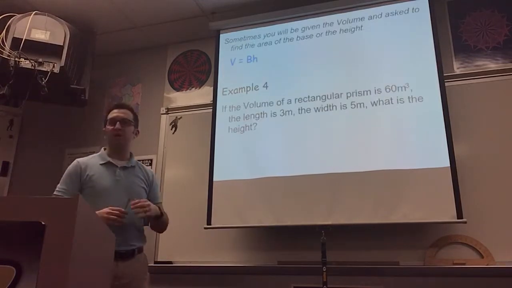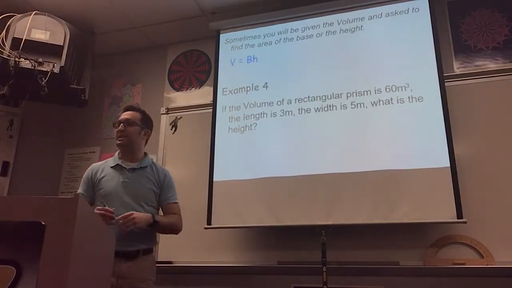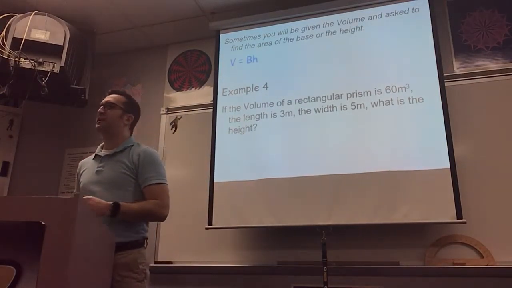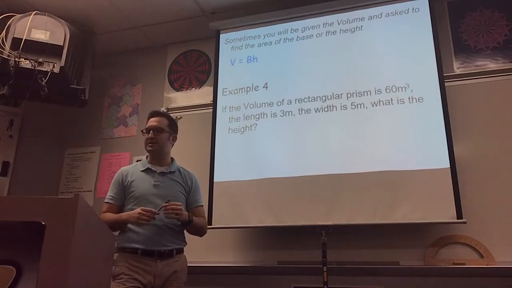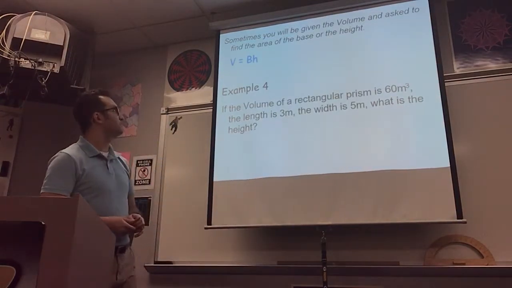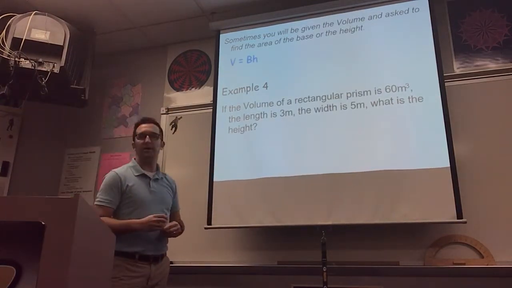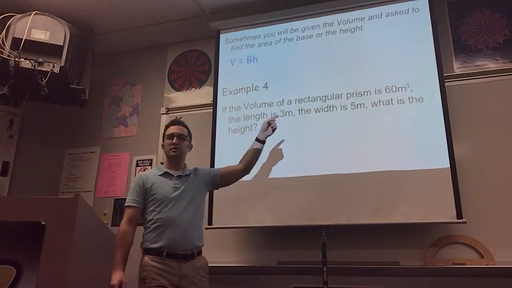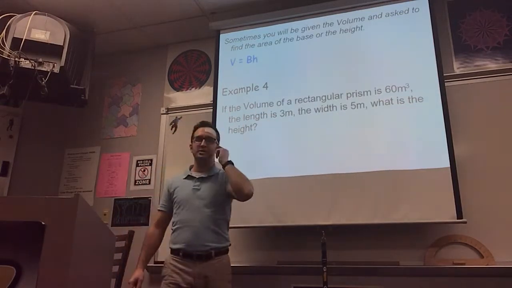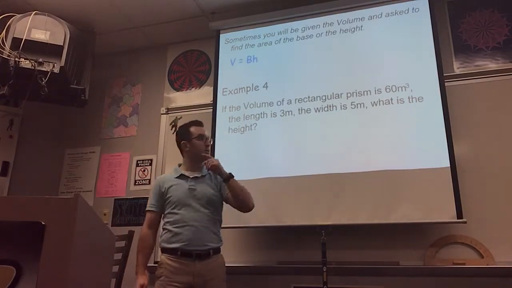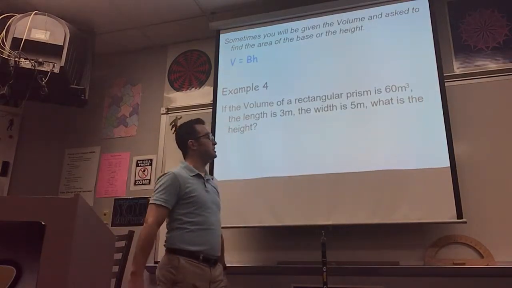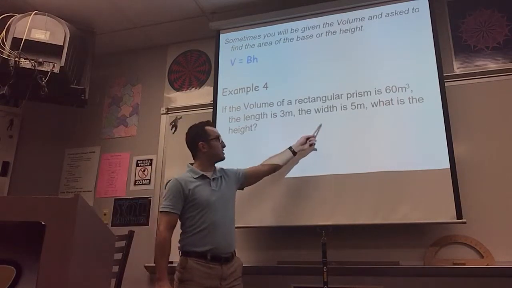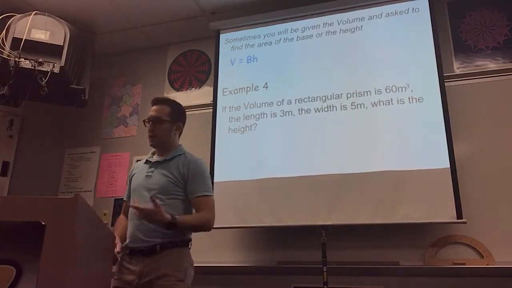Now, last problem, we're only going to do one of these two examples. Sometimes you'll be given the volume and be asked to find something else. If you're given the volume, we still set this up in the exact same way. So we might be able to find the area of the base or find the height. Now, if the volume of a, notice what does it say? Volume of a, that should be your big key indicator. The volume of a rectangular prism is 60 meters cubed. And the length is 3 meters. The width is 5 meters. What is the height? Well, how do we set this one up?